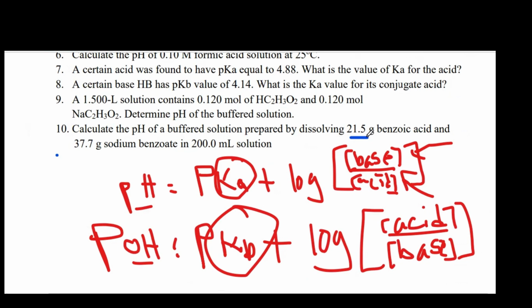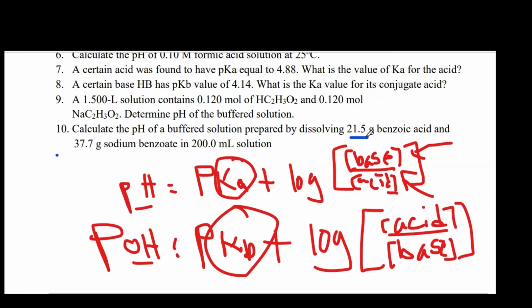It's the same thing that we're going to do. Here we've been given benzoic acid, and then we have been given its conjugate base, which is just sodium benzoate. We've been given the mass of the benzoic acid and the mass of the sodium benzoate. If we know the formula, we can calculate its molar mass from the periodic table.